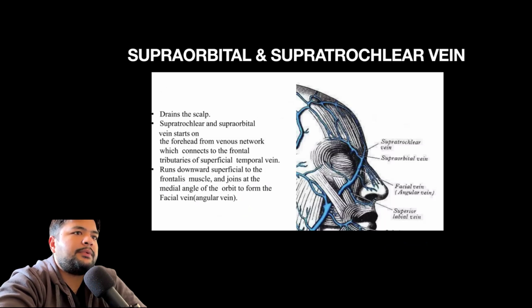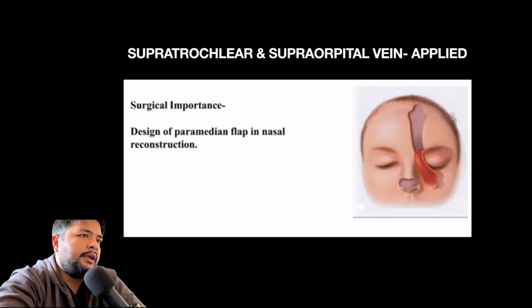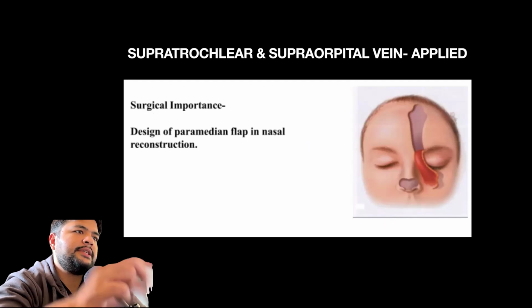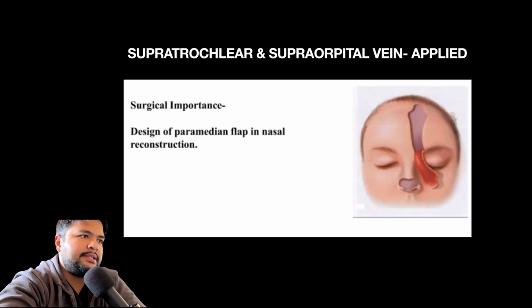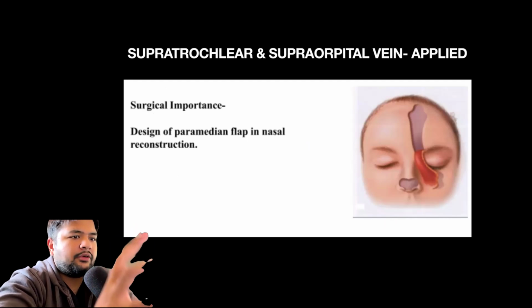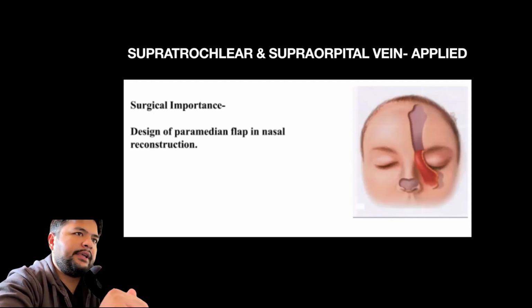The supraorbital and supratrochlear veins drain the scalp. They start on the forehead from a venous network, which connects to the frontal tributaries of the superficial temporal vein. These run downward superficial to the frontalis muscle and join at the medial angle of the orbit to form the facial vein, the angular vein. The surgical importance is that whenever we do nasal reconstructions, the designing of the paramedian flap in nasal reconstruction requires great anatomical knowledge of that area, which comprises the supratrochlear vein and supraorbital vein.